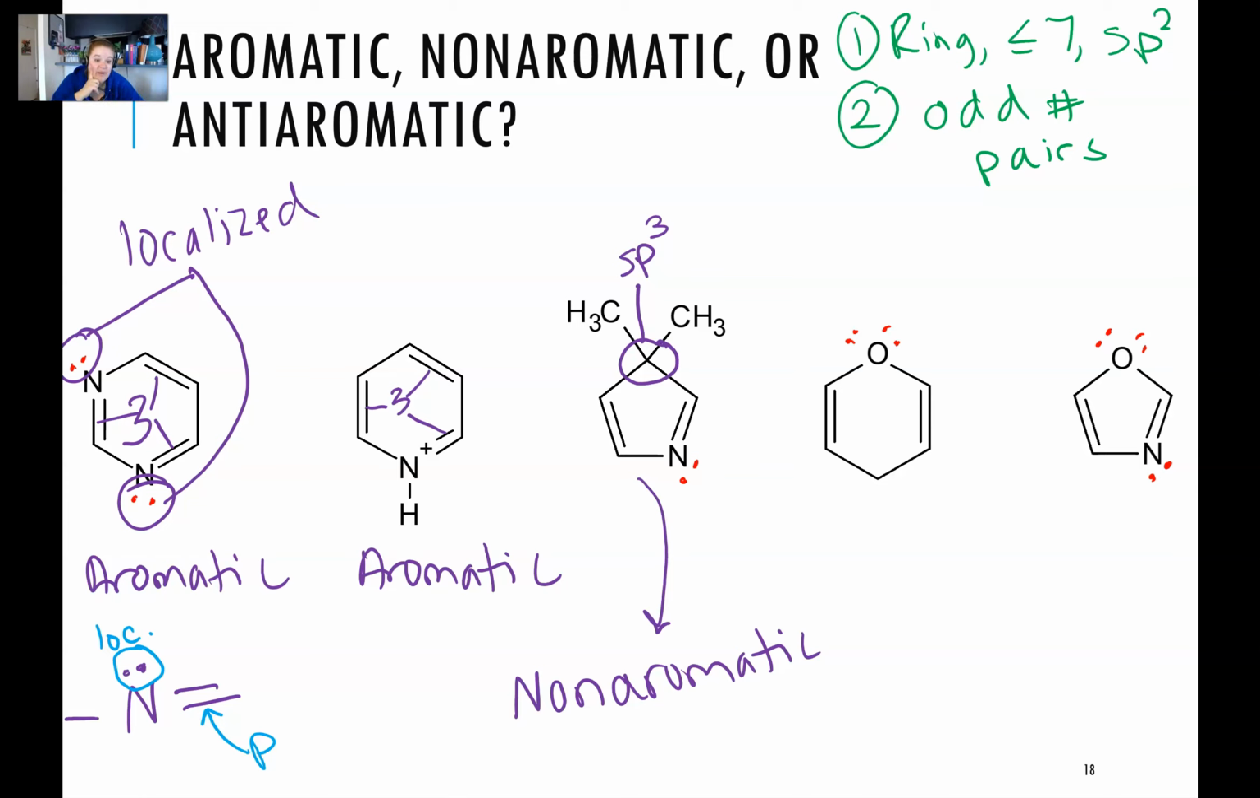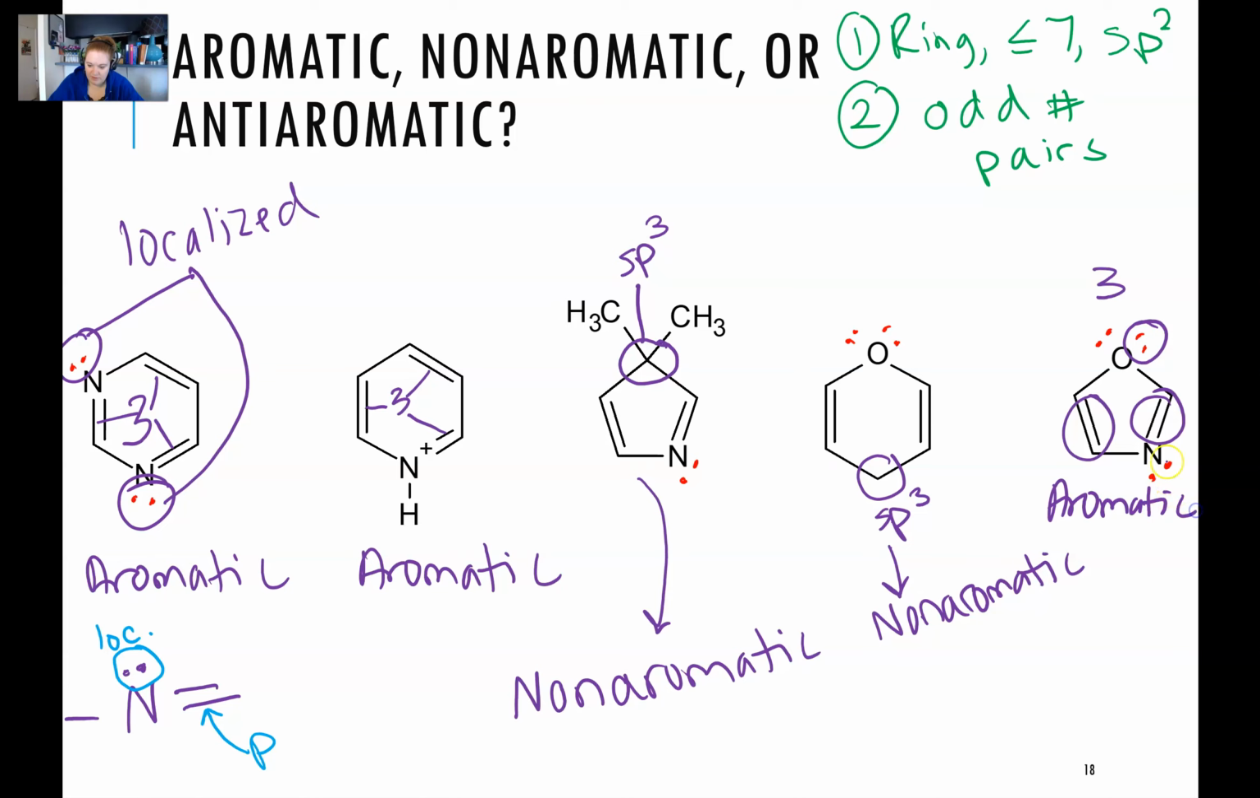Looks like our next one might fall into that same problem. So we have a ring, we have 6 atoms, but we have an sp3 carbon. So this is also going to be non-aromatic. And then last, we have a ring, we have 5 atoms. Everybody has a pi bond or a lone pair that can participate. So it looks like it passes rule number 1. We have 1, 2, 3. So we're going to call this aromatic.